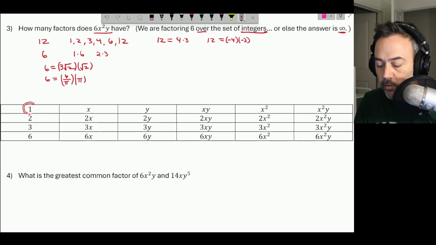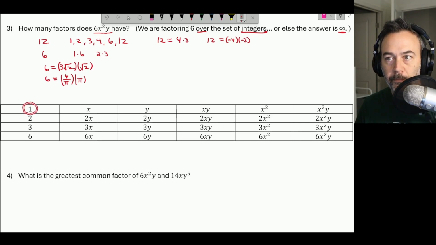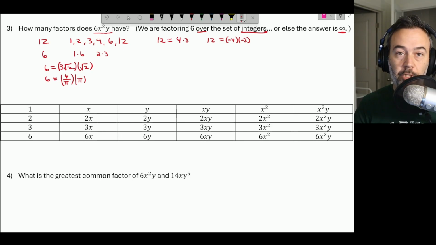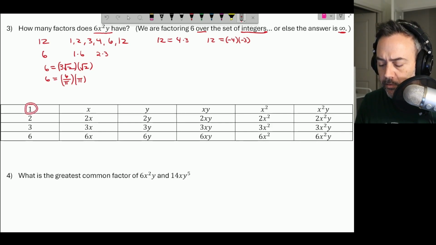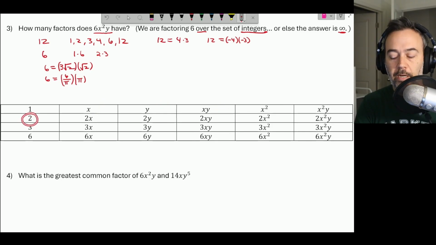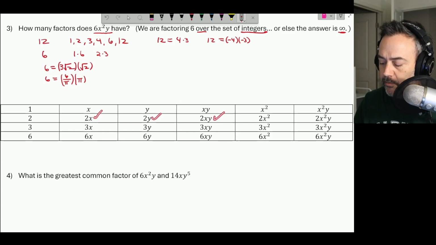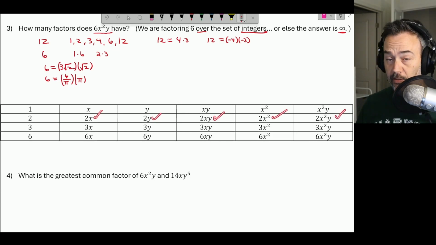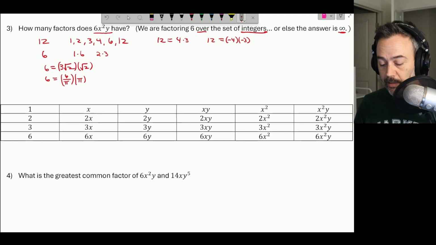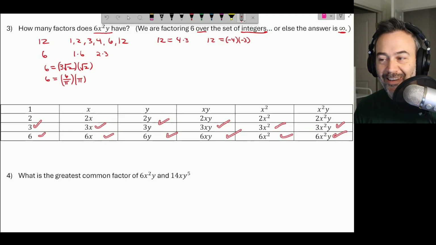Let's assume that clearly 1 is a factor of 6x squared y. Kind of a trivial factor, not usually super helpful, but it's true. What if the coefficient is 1? What are the possibilities for the variable part? Well, x is a factor, y is a factor, xy is a factor, x squared is a factor, and x squared y is a factor. What if the leading coefficient was 2? Well, 2 itself is a factor, and then 2x is a factor, 2y, 2xy, 2x squared, and 2x squared y. And we could play this game for all the different possibilities of the leading coefficient. And you'll see that all the variable parts are the same. And what we end up with is a 4 by 6 grid. So there are 24 factors of 6x squared y.